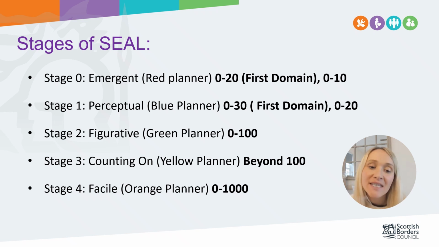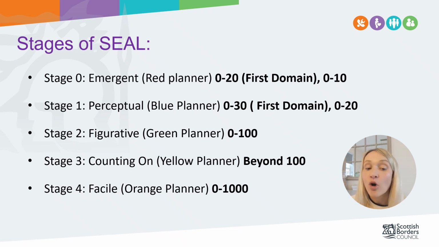Coming on then to stage 1. This is now described as the perceptual level, and it's outlined in the blue planner. So the number range for this level, for the first column, you're working in the number range of 0 to 30, but then for all the other columns, you're working in the range of 0 to 20.